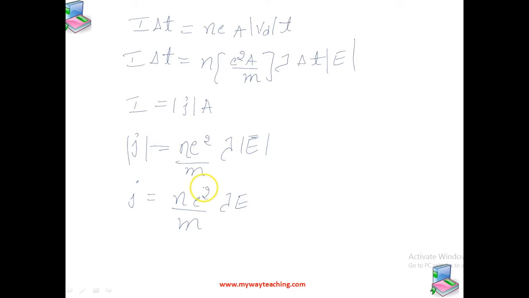In comparison, if we observe this equation, it is exactly equal to Ohm's law, if you take conductivity sigma equal to n e squared tau by m. So here we see that a very simple picture of electrical conduction reproduces Ohm's law.